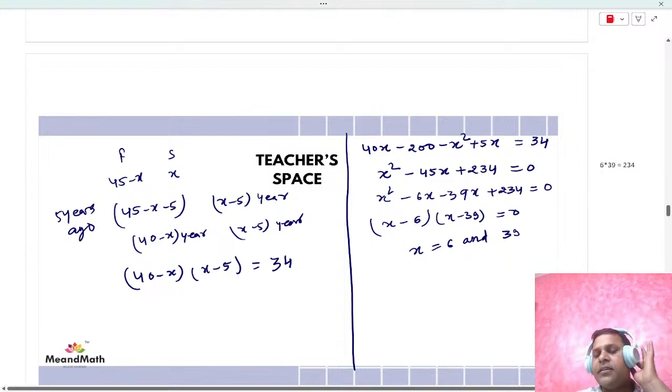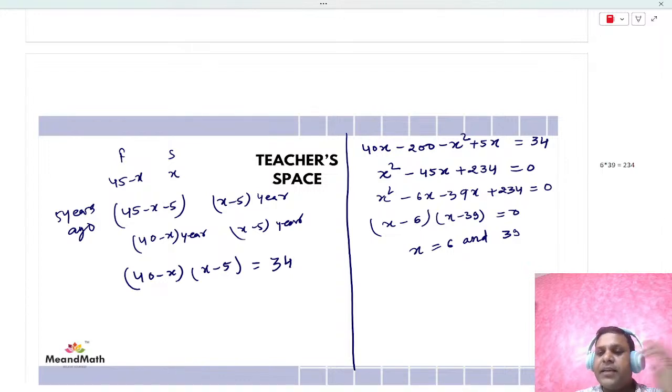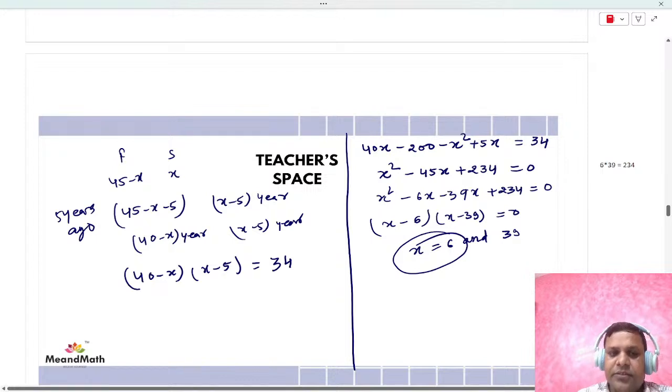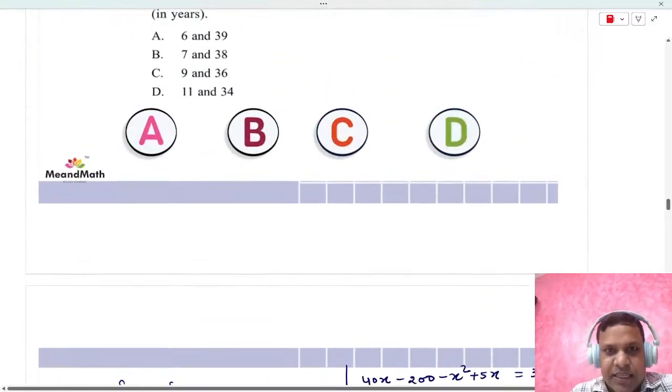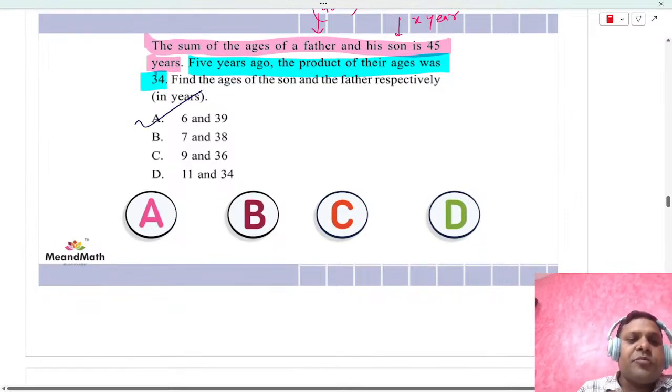Who is x? The age of the son cannot be 39, so what will we take? We will take 6. So son is 6 and father is 45 minus 6, which is equal to 39. So the answer is 39 years and 6 years. Is any option there? Yes, the first option is there.